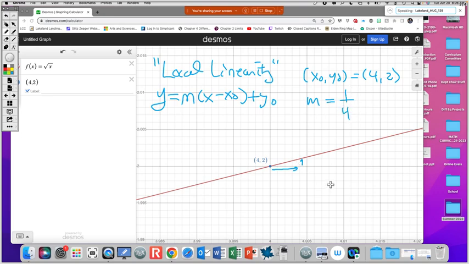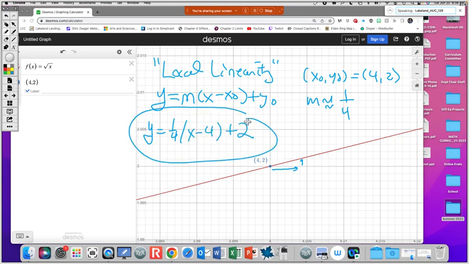A quarter. Okay. And once again, this is an approximation. We'll use calculus later on to actually prove it's a quarter. But there we go. So I plug this into my formula. I get 1/4 x minus 4 plus 2. All right. Now, could we simplify that? Sure. Am I going to simplify it? No. I'm just going to leave it like this, for reasons that we'll see in a little bit.